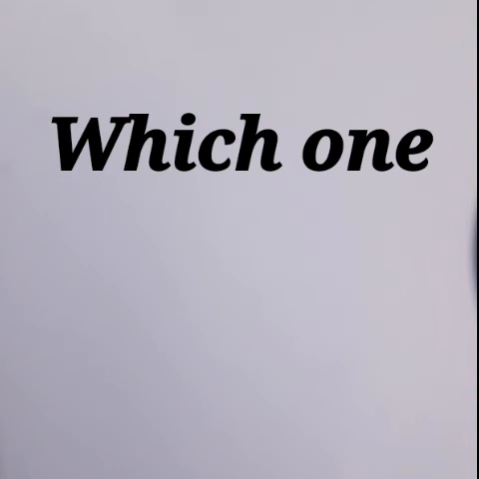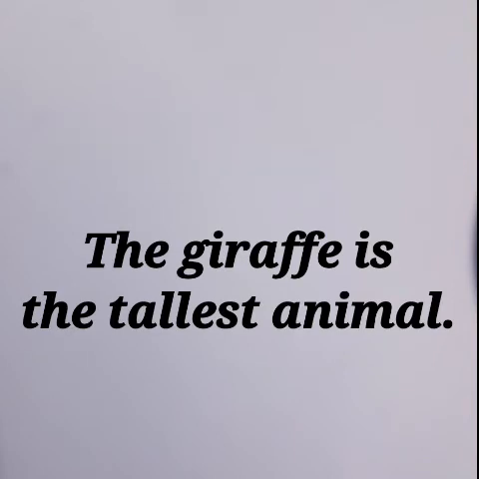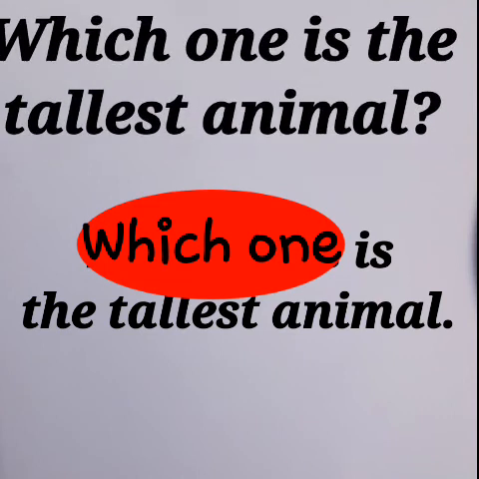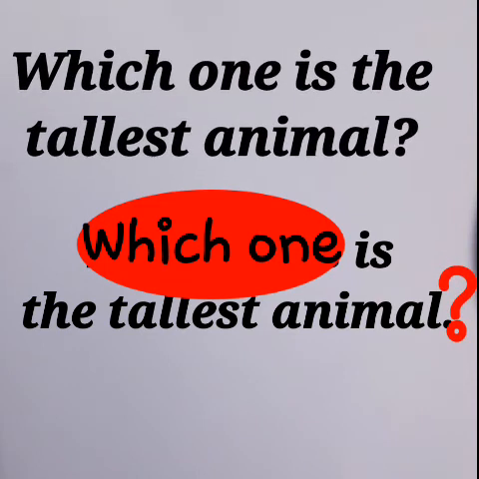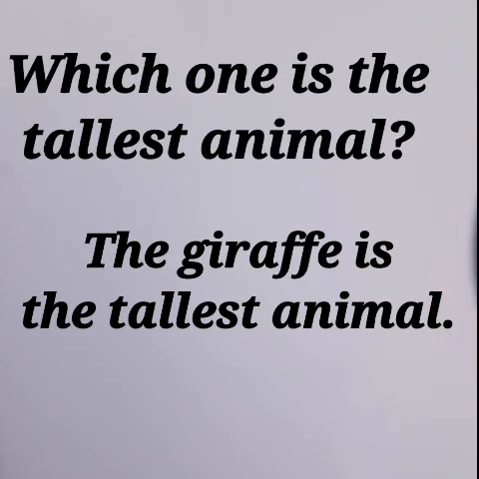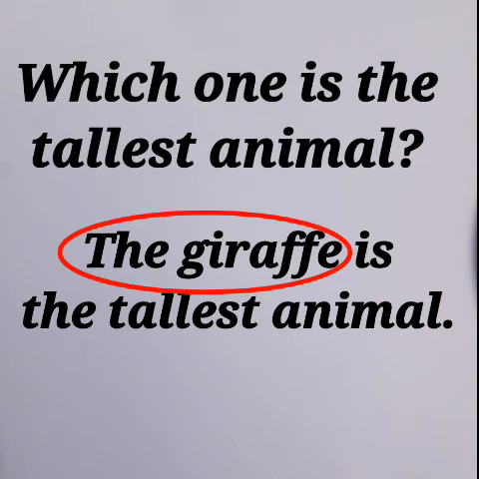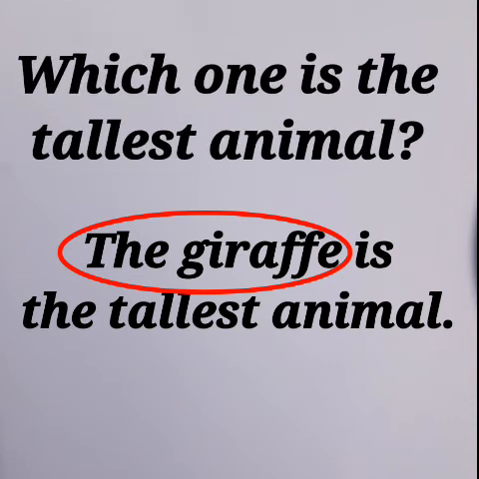To ask a question about the superlative, we use which one. We delete the subject or the first words. We delete the subject. After that, we write which one. Look at this example. The giraffe is the tallest animal. We delete the words the giraffe and we put which one. Which one is the tallest animal? We answer by the name of the tallest animal. The giraffe is the tallest animal.